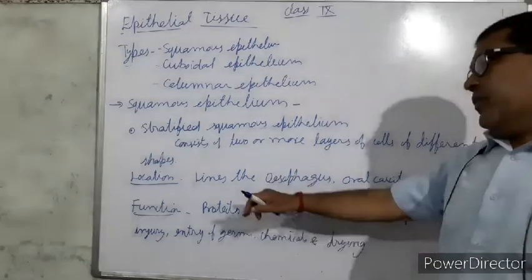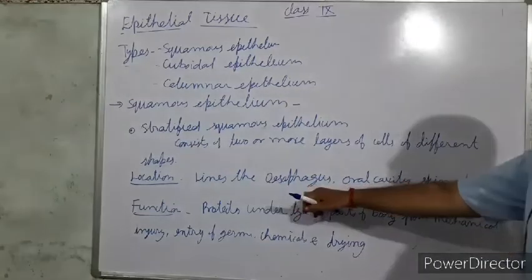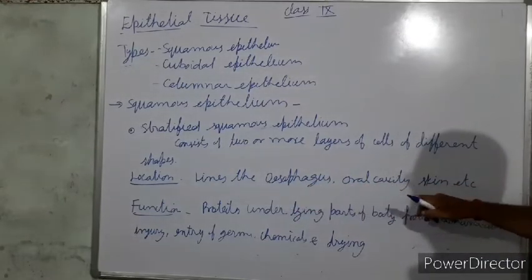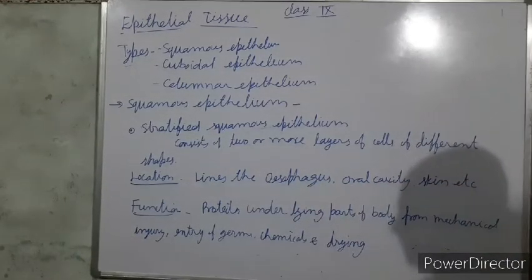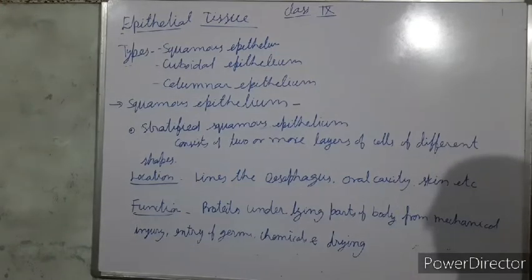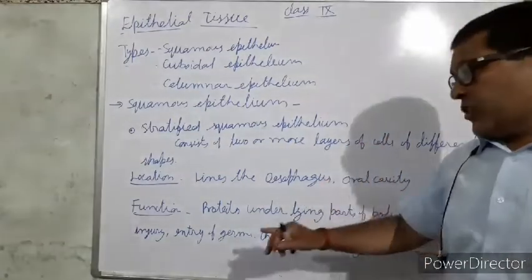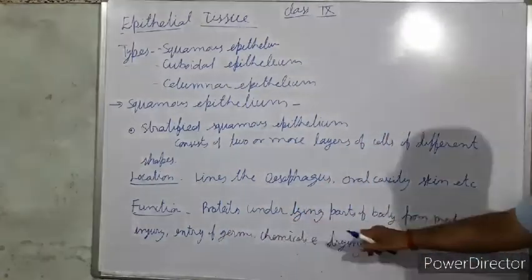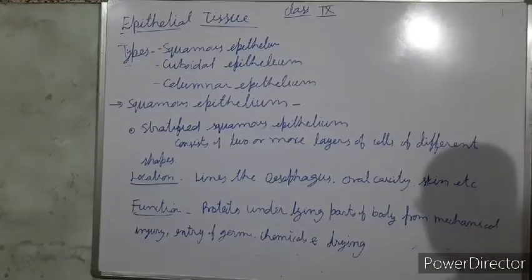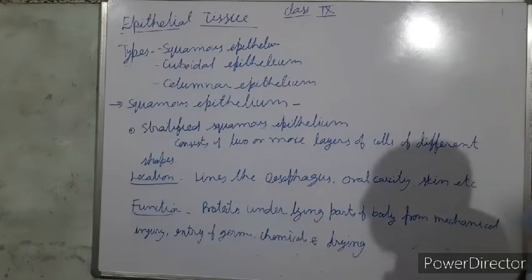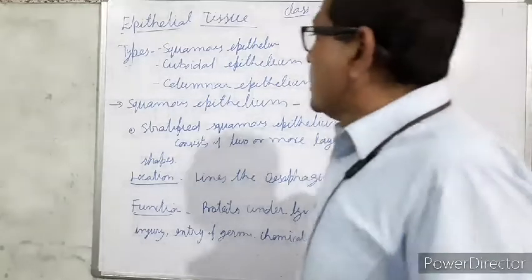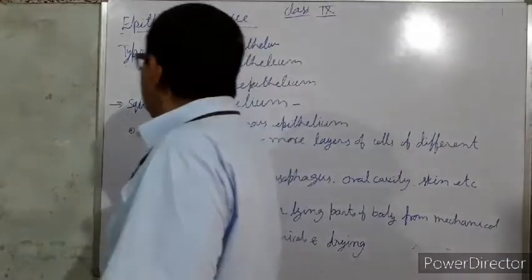Location where it is found: it makes the lining of the esophagus and oral cavity, and what we see as our skin. Our skin is also a squamous epithelium. Function: the main function of this epithelium is protection. It protects underlying parts of the body from mechanical injury, entry of germs, chemicals and drying. Now next we have to discuss the columnar epithelium.